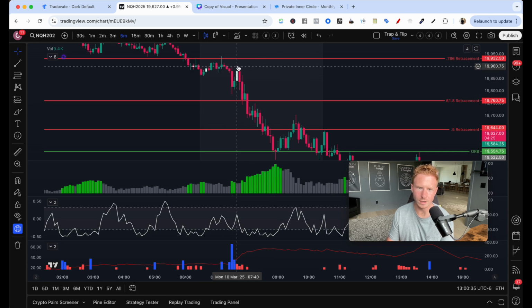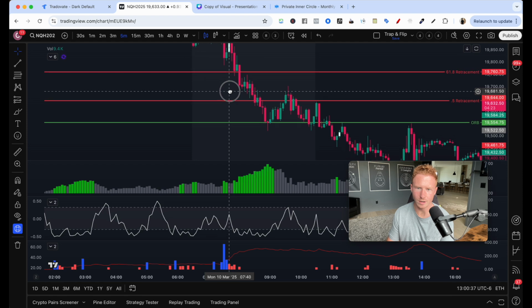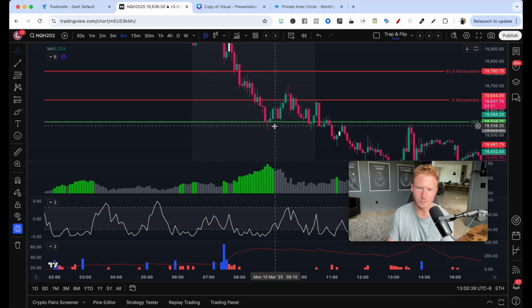We got a white candle. We never closed above it. And then right here, we got a white candle right here. It just doesn't show white because the body's really small, but you can see green bars drop from green to gray. We got confirmation right here.